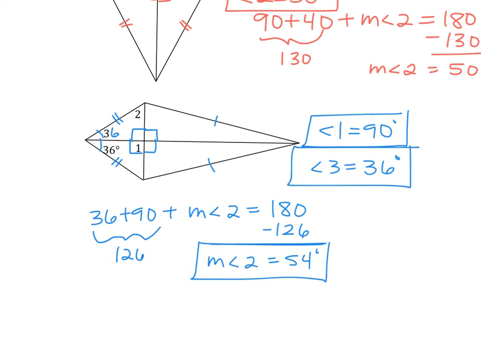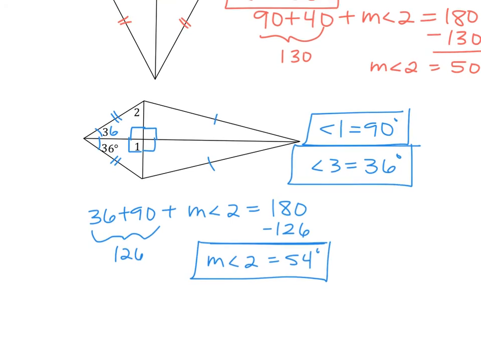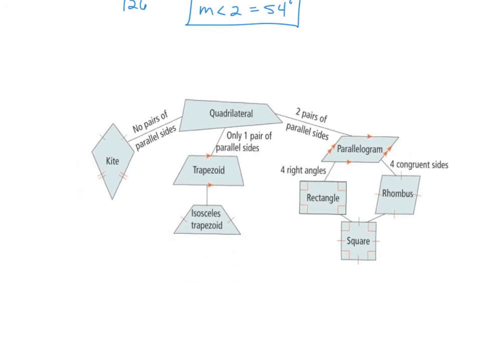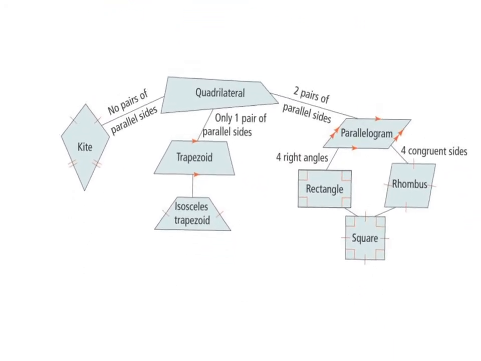Okay. The only other thing that I have for you then is just a picture, and this came straight out of your book. But I feel like it does a good job of helping you to understand the relationship between all of these. So everything we've talked about is a quadrilateral. What's a quadrilateral? Four-sided figure, okay? So with quadrilaterals, you branch off one way, there's no parallel sides. Branch off another way, there's one pair of parallel sides. Branch off the other way, there's two pairs of parallel sides, okay?